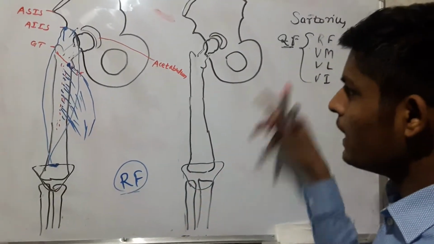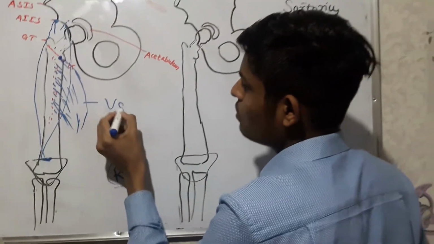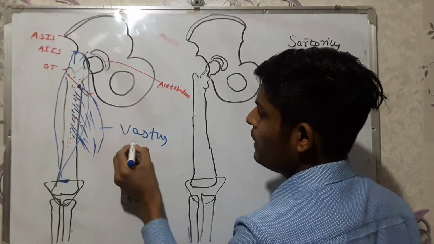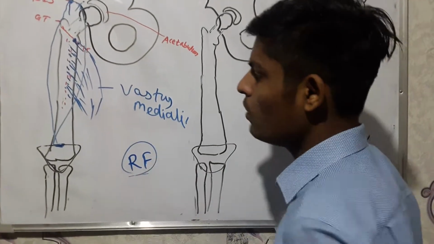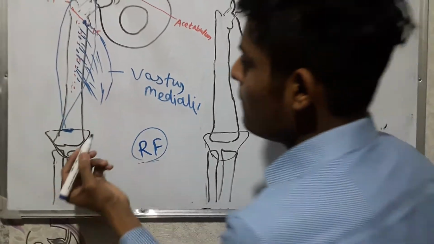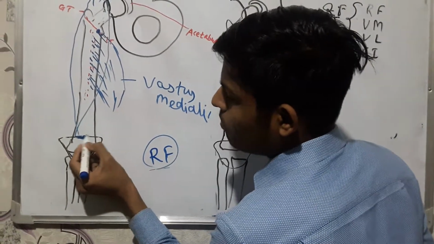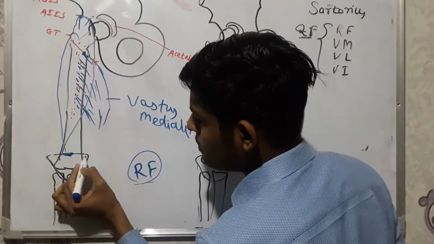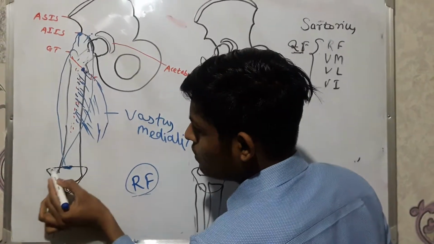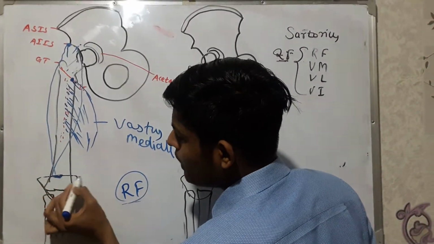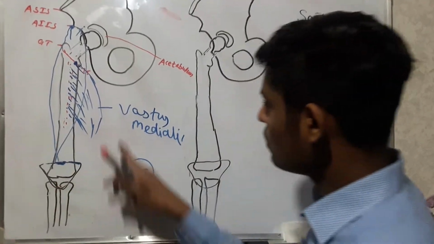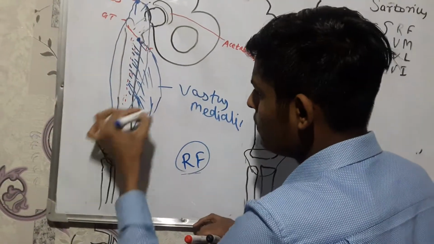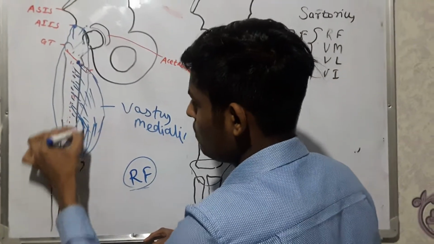Now this vastus medialis, which muscle? Vastus medialis will get inserted on the base, on the medial 1/3 part of the patella. This is the base of patella. Let's suppose this was the lateral part, intermediate part and medial part. So on the medial part of the base of patella, this vastus medialis gets inserted.